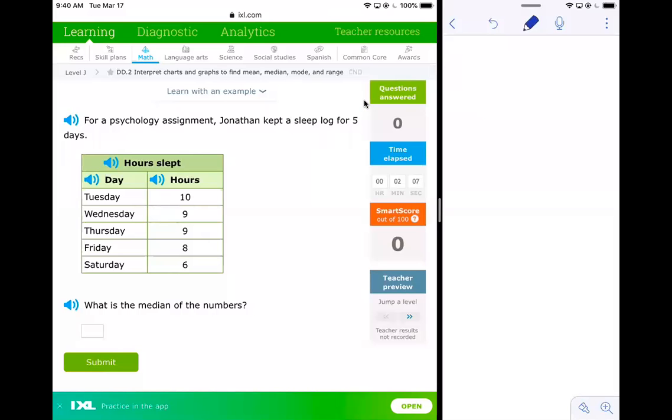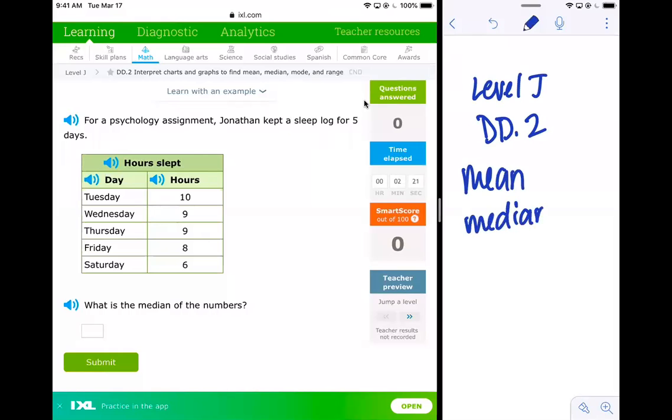Okay, team, we're working on level J, right? So a different level than normal. We're working on DD2. For this one, they're going to ask about mean, median, mode, and range. So super important that we define those things as we go.